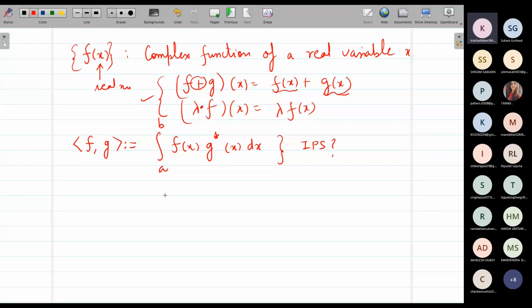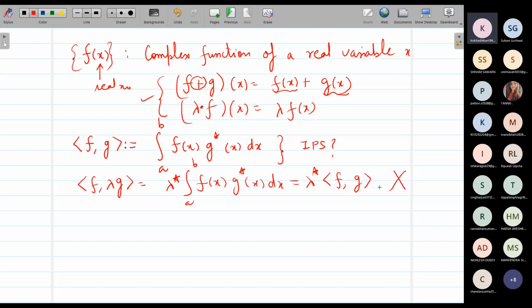The 4th property will not be satisfied. Again, you will see, if I put f comma lambda g, then what will be the result? It will be lambda star times the integral of f of x g star of x dx, which is lambda star times f comma g. Hence, this is not met. So, what will be a reasonable inner product? That means the conjugate of f of x, f star of x, times g of x instead of g star of x.